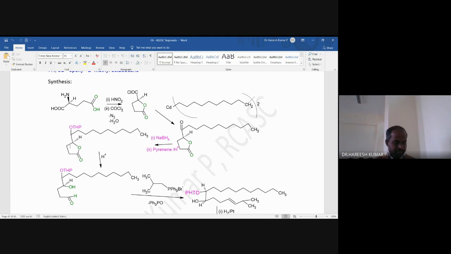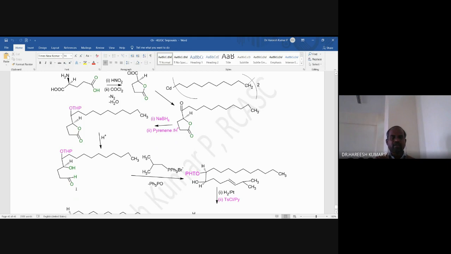Then what will happen? In presence of H plus, what will it do? It will cleave. How will it cleave? The lone pair present on the oxygen can pick up this proton, and OH minus can attack this carbonyl carbon. So that is how hydroxycarboxylic acid is obtained. Is it a carboxylic acid? It's a carboxaldehyde, meaning an aldehyde is obtained. A hydroxyaldehyde is obtained.